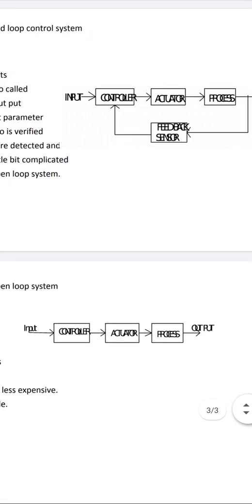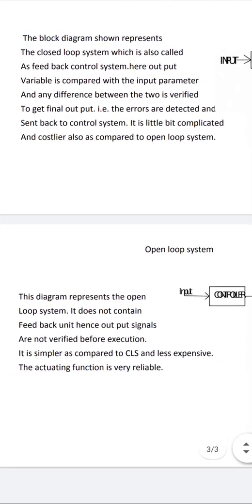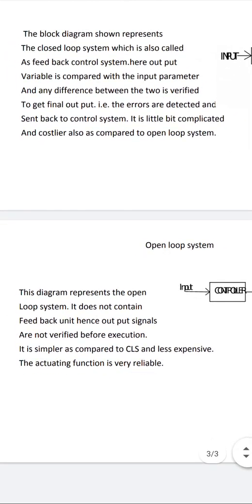Whereas the open loop system is a straight system. It doesn't contain feedback devices or any sensor. Straight away the input data, meaning the program of instructions, is passed on to the controller, processing takes place, and finally it reaches the machine tool actuator. The variables or input signals are not compared in this case. It is simple as compared to the closed loop system.